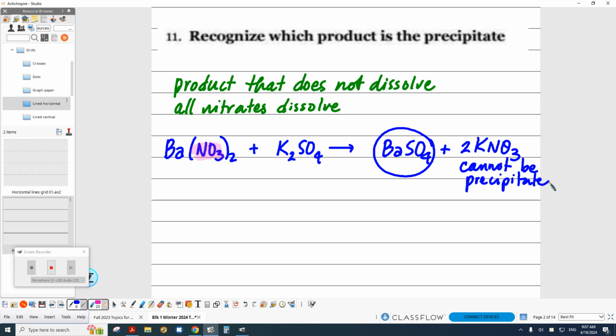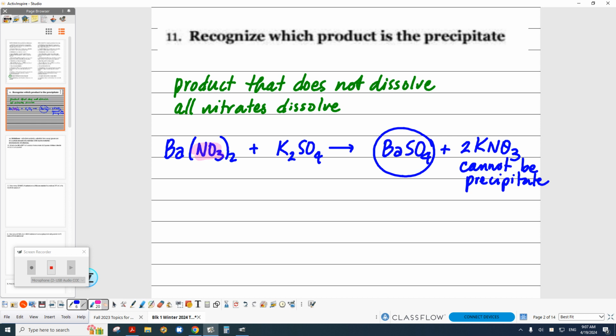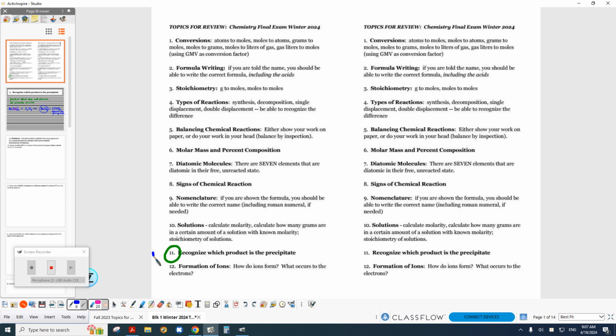That's a review of how you know which one is the precipitate. The precipitate is the one that's not a nitrate. And it needs to be a product. So please don't say that barium nitrate is a precipitate. It's not a product. Please don't say that potassium sulfate is the precipitate. It's not a product. It must be one of the things that are formed, the products, right? So that's number 11. How to recognize which product is the precipitate.